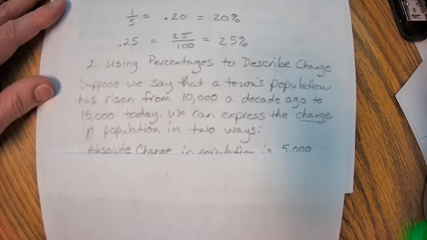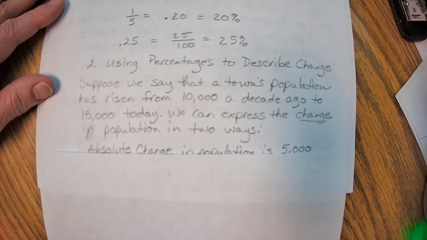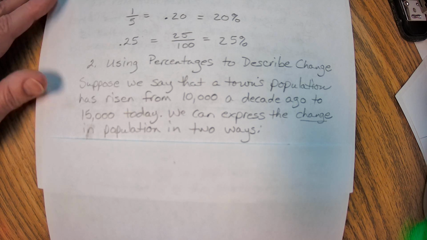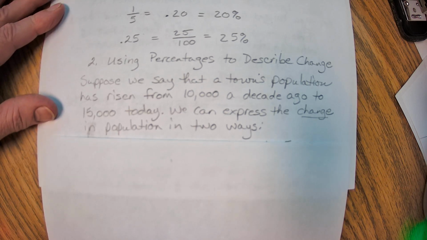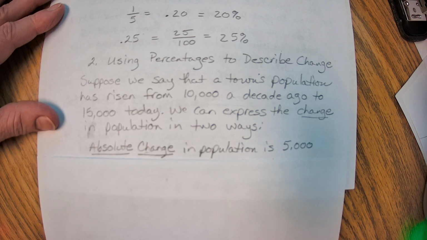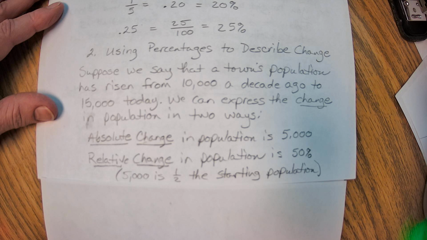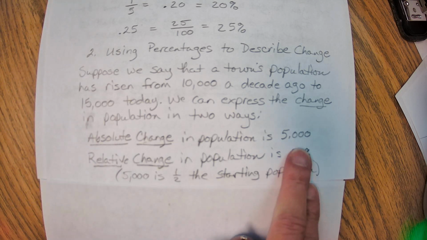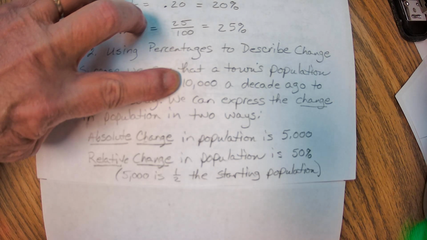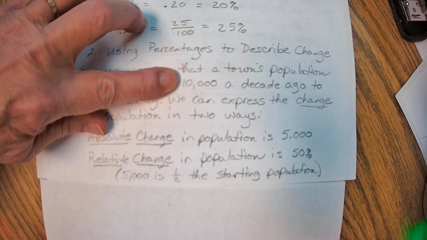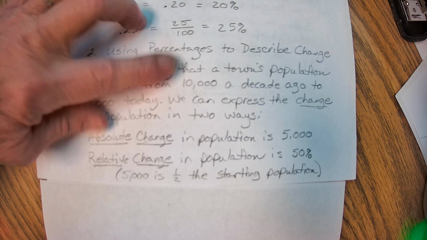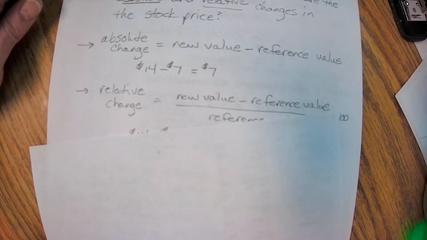The second way is to use percents to describe change. So let's say that a town's population has risen from 10,000 a decade ago to 15,000 today. We can express the change in population in two ways. The absolute change is 5,000 people, but the relative change in population is 50%, because 5,000 is 50% of 10,000. So we can say that the population has risen 50%. And that leads us to absolute change and relative change.